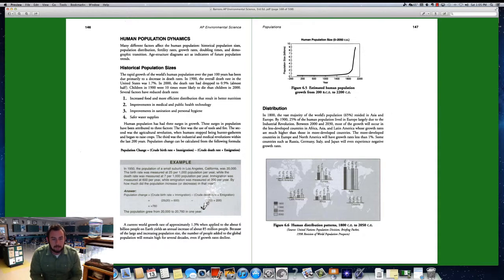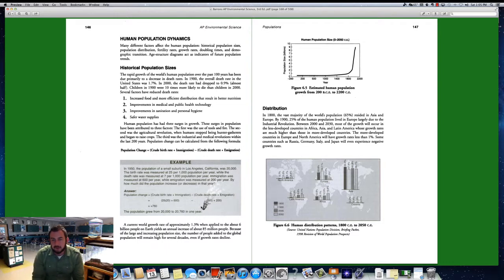All right. So the current world growth is approximately 1.3%, which when applied to about 6 billion people yields around 85 million people annually, which means we get 85 million new people a year. Because of this large and increased population size, the number of people added to the global population will remain high for several decades, even if our growth rate declines. So even if our growth rate slows down and goes in the opposite direction, we're still going to have a lot of people on the planet.